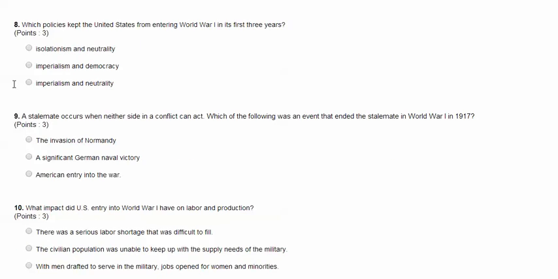Question 8. Which policies kept the United States from entering World War I in its first 3 years? Isolationism and neutrality, imperialism and democracy, or imperialism and neutrality? Number 9. A stalemate occurs when neither side in a conflict can act. Which of the following was an event that ended the stalemate in World War I in 1917? The invasion of Normandy, a significant German naval victory, or an American entry into the war?